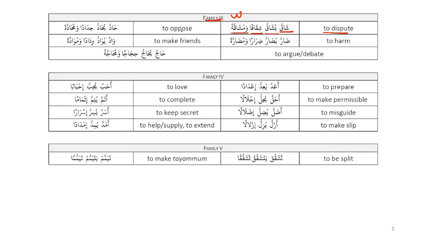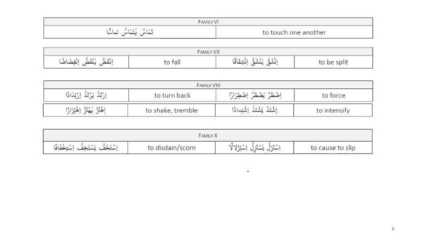Okay, family 3. Then family 4 is babe if'al. Adda yuiddu, so akrama yukrimu. Then family 5, tashakkaka yatashakkaku. So this is tafa'ala. So that's bab tafa'ul. Do you remember the example of this? Taqabbala yataqabbalu taqabbulan. So taqabbulan, so that's babe tafa'ul, with the shadda on the ayn letter. We'll see examples of all this.